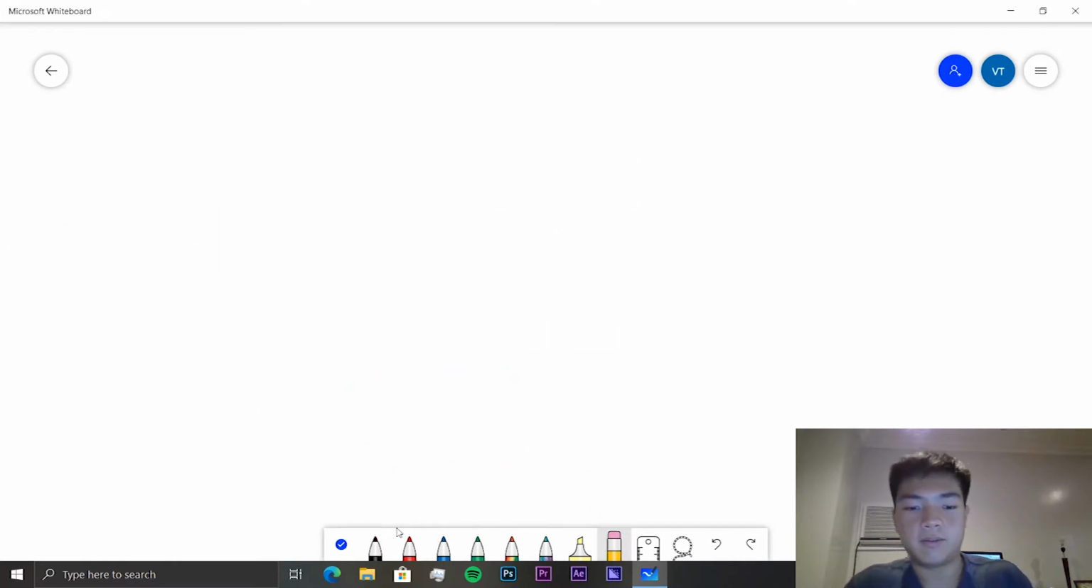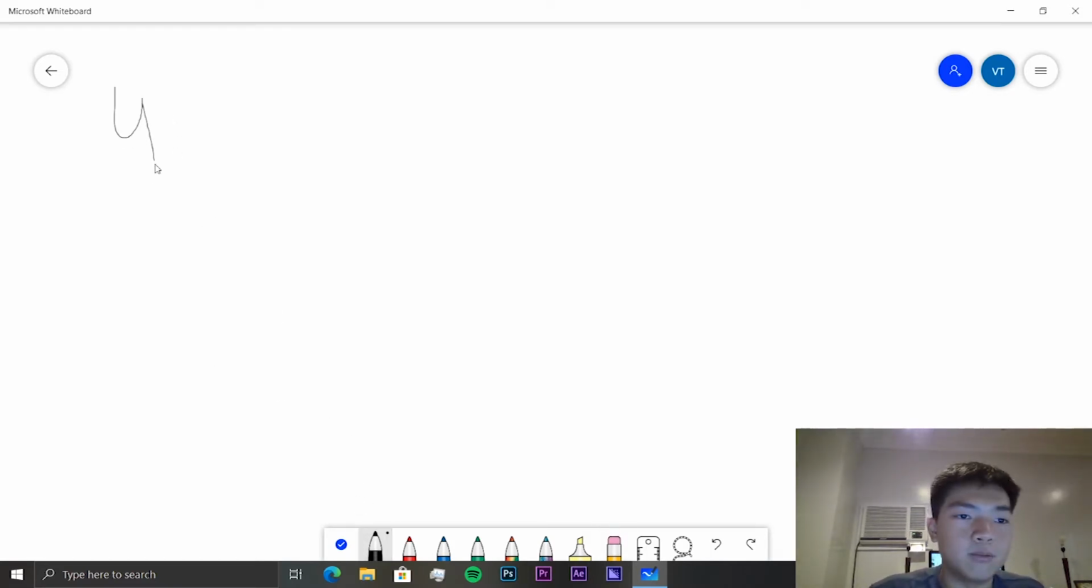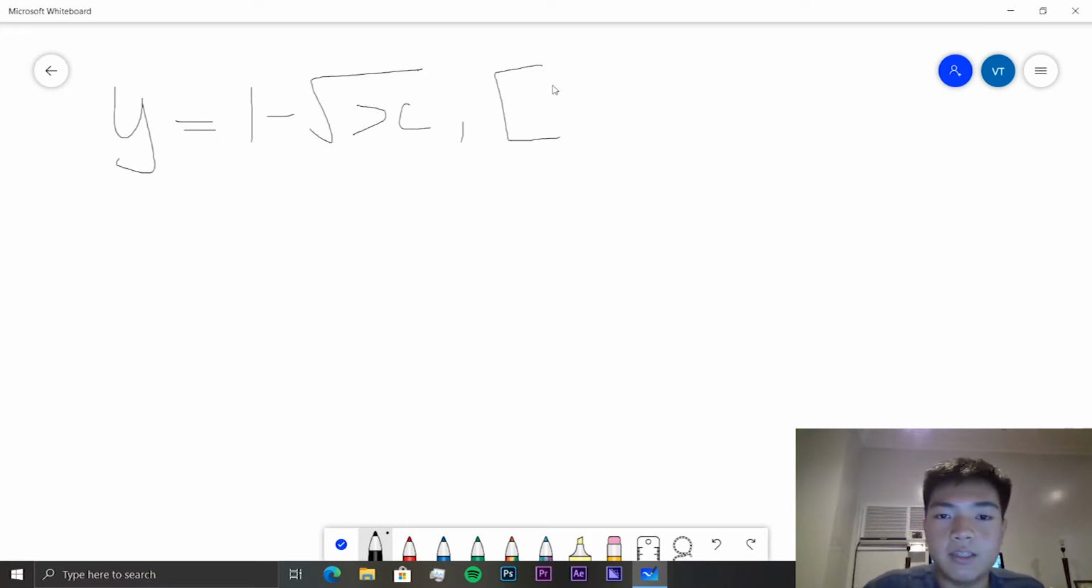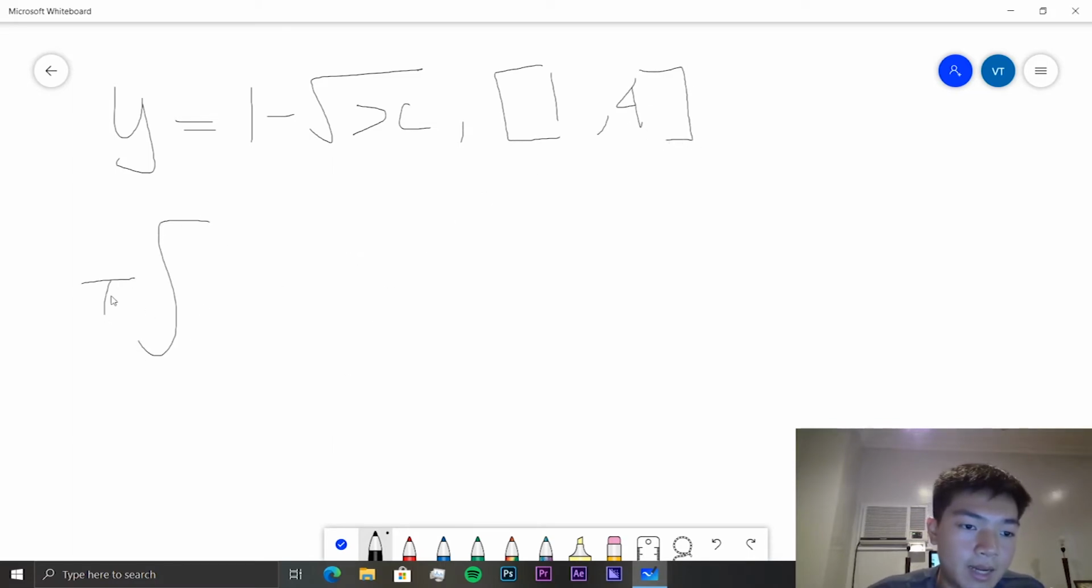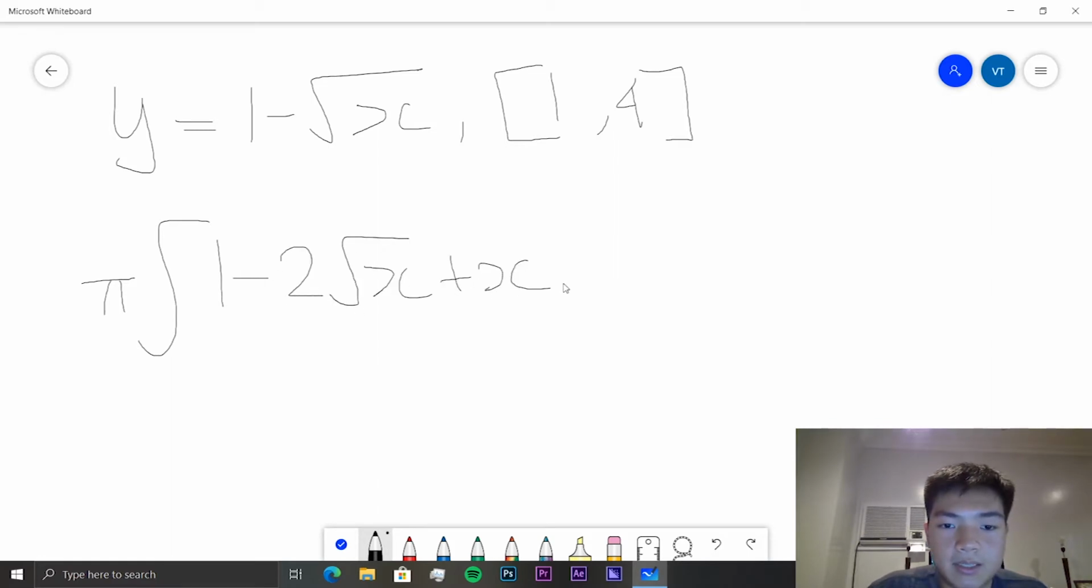Next, we need to find the volume of the solid formed by rotating the region enclosed by the graph of the function and the x-axis through 2 pi radians around the x-axis. The first one is y equals 1 minus the square root of x in the interval 1 and 4. So we have pi y squared dx, y squared being equal to 1 minus 2 square root x plus x dx, and the limits are 1 and 4.